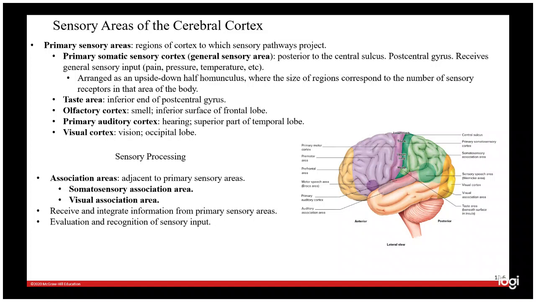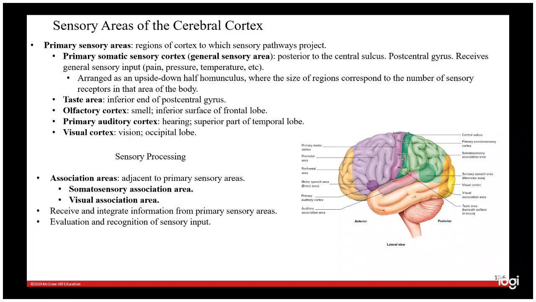Okay, so the taste area is at the inferior end of the post-central gyrus. Let's see. Does it really show it very well here? Yeah, here we go. The taste area, olfactory, you guys saw, hopefully on the brains, you actually got to see olfactory nerves, so you should have a pretty good idea of where those are. Auditory complex, that is actually in a really convenient spot because it is right next to where your ears would be. So it is about as close to your ears as it can possibly get, which is very convenient.